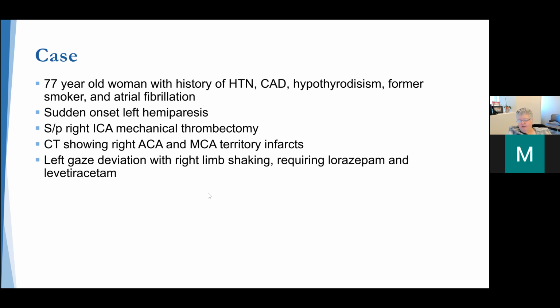So here's an example of that. This is a 77-year-old woman with a history of multiple stroke risk factors who had sudden onset of left hemiparesis. She had a right ICA mechanical thrombectomy, but her CT, even early on, showed right ACA and MCA territory infarcts. And she then developed episodes concerning for seizures. So this is her initial EEG.